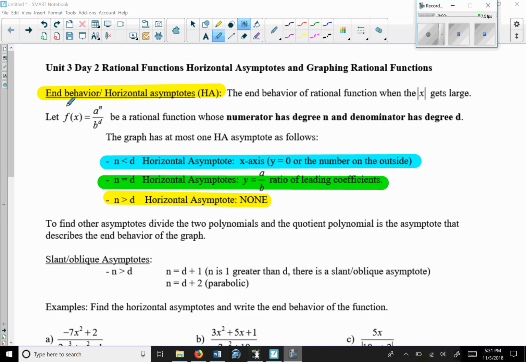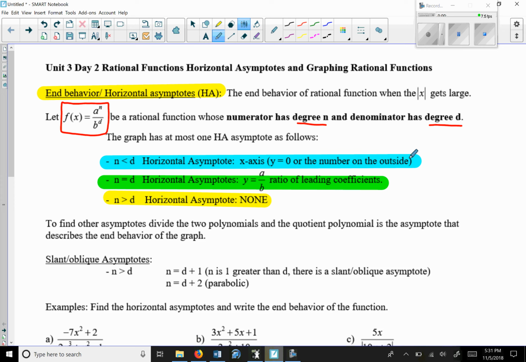So let's go ahead and look at, let's say, f of x equals a x to the nth power over b x to the dth power, a rational function whose numerator has a degree of n and denominator has a degree of d. The graph has at most one horizontal asymptote as follows. If the numerator degree is less than the denominator degree, then there's a horizontal asymptote, which is the x-axis or y equals 0, or whatever the number is on the outside. Because remember, if you have a number on the outside of your function, you're moving your graph up or down that amount.